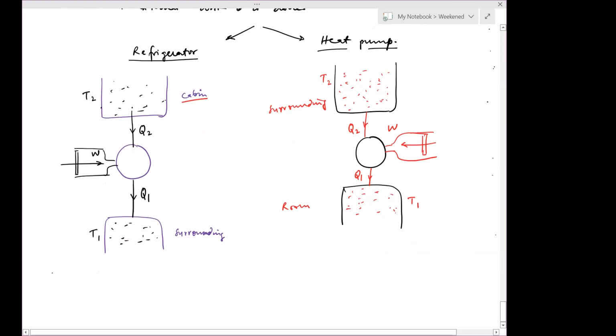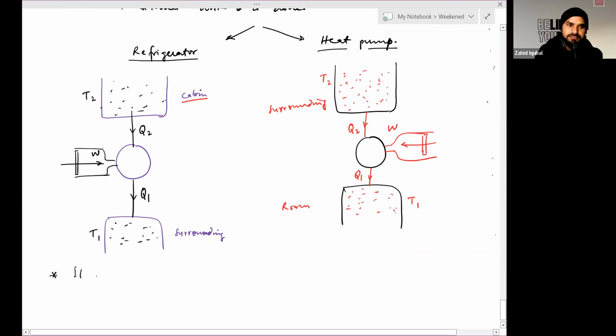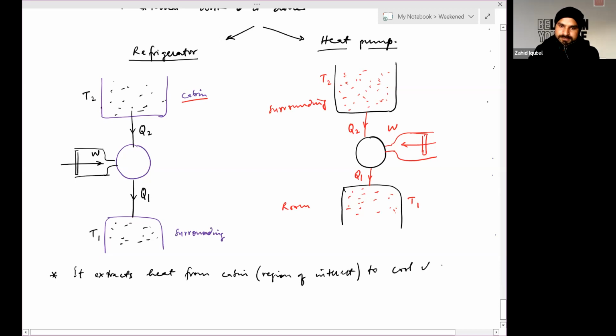No, sir. So let me define it for the refrigerator. It extracts heat from the cabin, in this case the region of interest, to cool it down, and by adding work from the compressor it ejects Q1 into the surrounding.